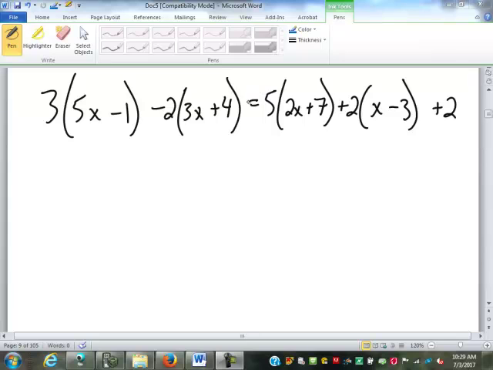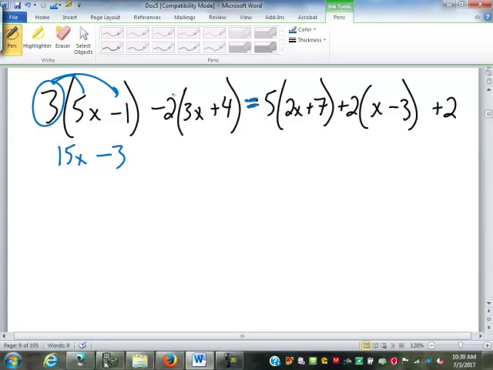Now on an equation like this where it's complex, we can actually look at one side first. So we're going to start on the left side of the equal sign and combine, simplify everything we can. So over here on the left side, where would we start? 3 times 5x times -1. Okay, so 3 times 5x, 15x, and 3 times -1, -3, right?